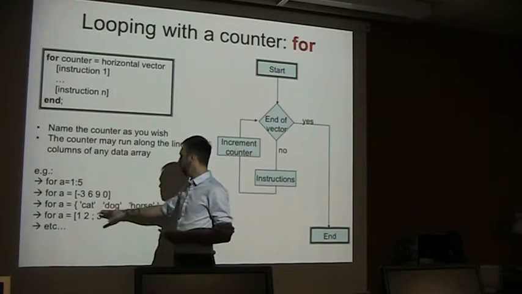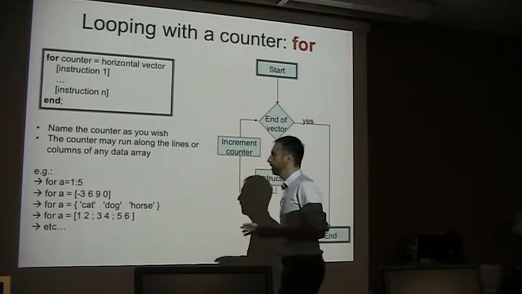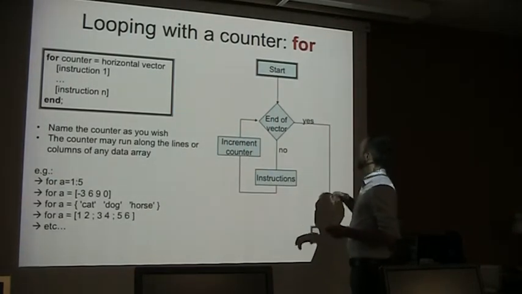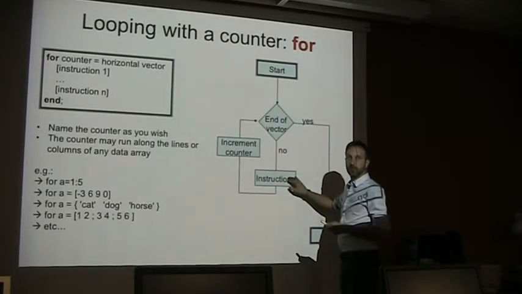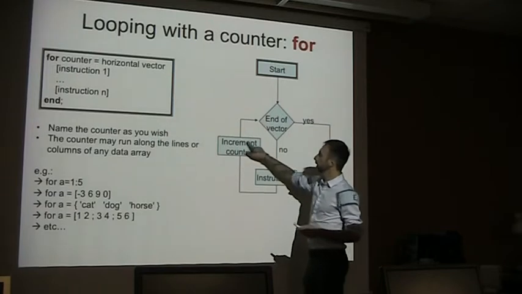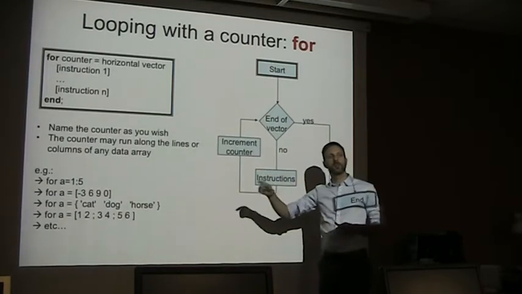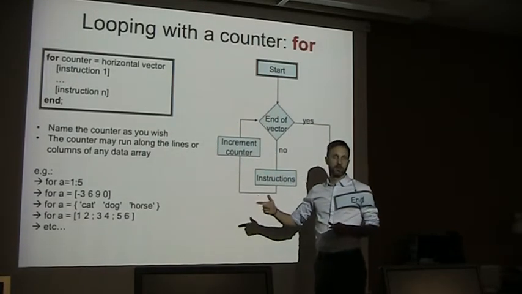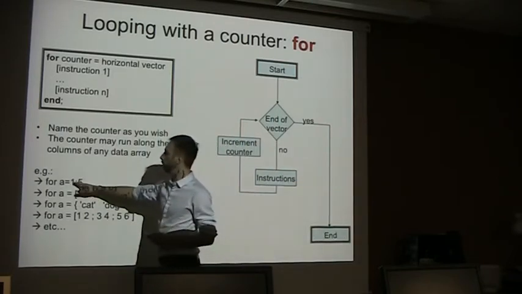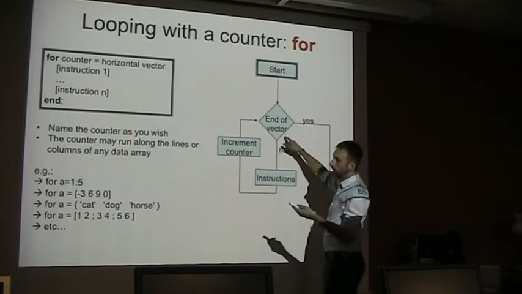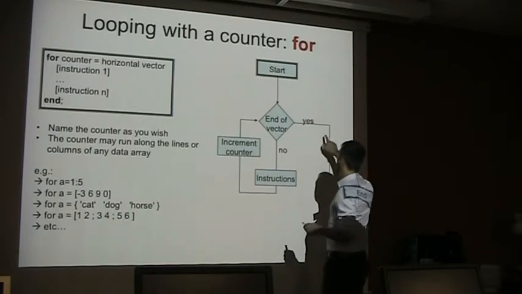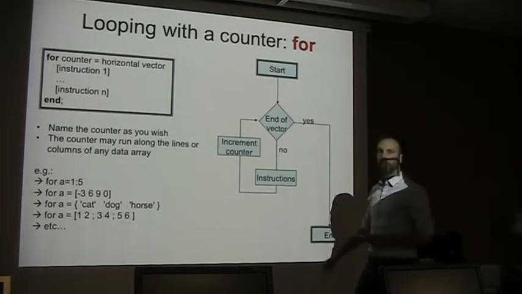It could contain numbers or strings, whatever elements. And if it's not at the end of the vector, it's going to do whatever you tell it to do, and it's going to increment the counter. So it's going to move down the vector. From 1, if it starts with 1, it goes to 2, etc. And once it hits 5, in this first example, it's going to stop the loop.